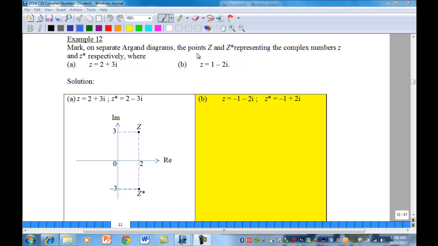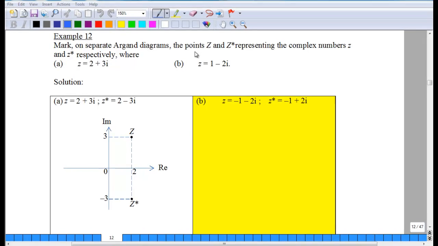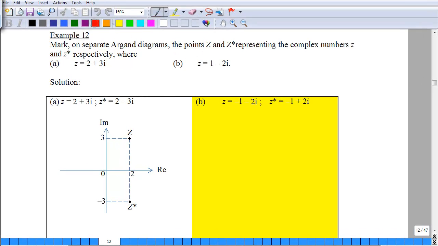Besides representing complex numbers by vectors, they can also be represented by points. In example 12, we are supposed to mark down the points z and z conjugate representing the complex numbers z and z conjugate respectively. In part A, z equals 2 plus 3i.